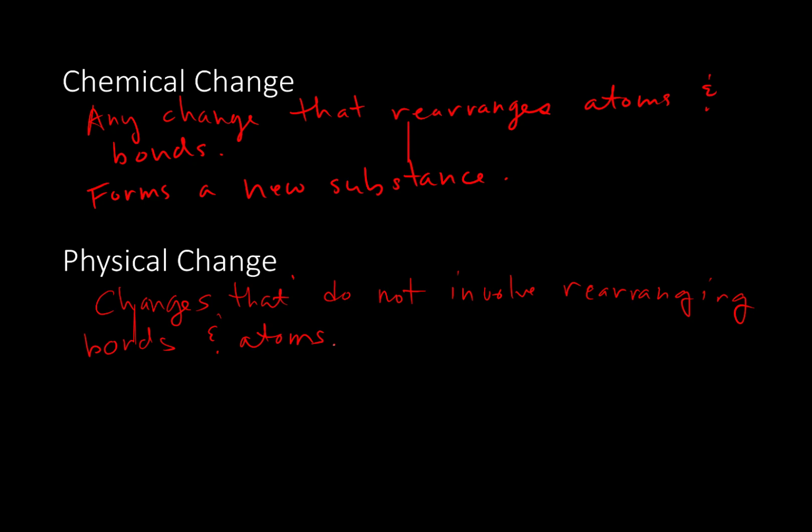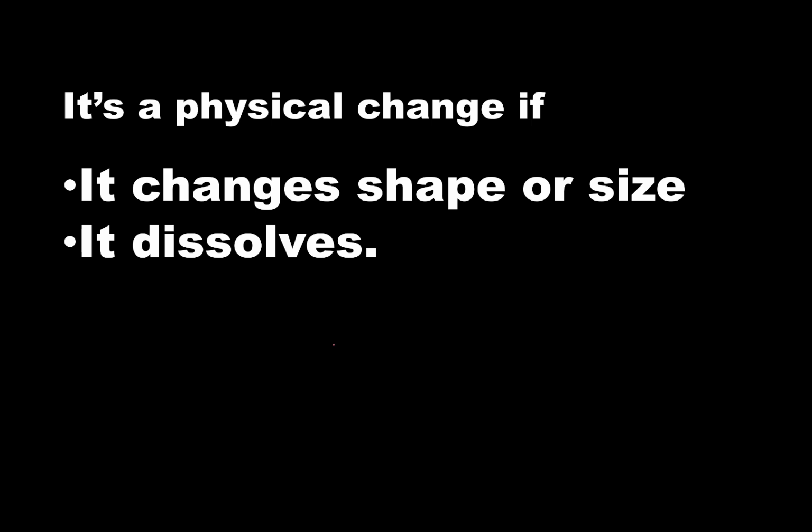With a chemical change, you have a new substance that you've created through that chemical reaction. In a physical change, you don't have new substances. Okay, so let's go through some examples. It's a physical change if it changes the shape or size or it dissolves. We already talked about dissolving salt in water.